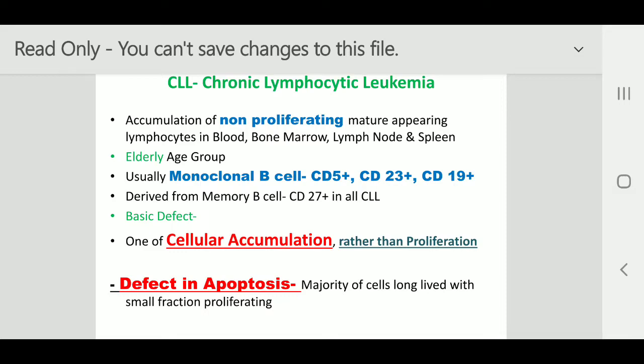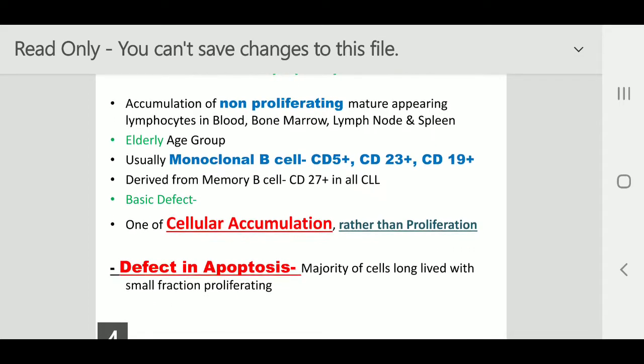This type of leukemia is characterized by the accumulation of non-proliferating, mature appearing lymphocytes in the blood, bone marrow, lymph node and spleen. Here the key feature is non-proliferation. That means there is no proliferation of these mature appearing lymphocytes. There is cellular accumulation because of defect in apoptosis. Majority of the cells are long-lived with a small fraction proliferating.